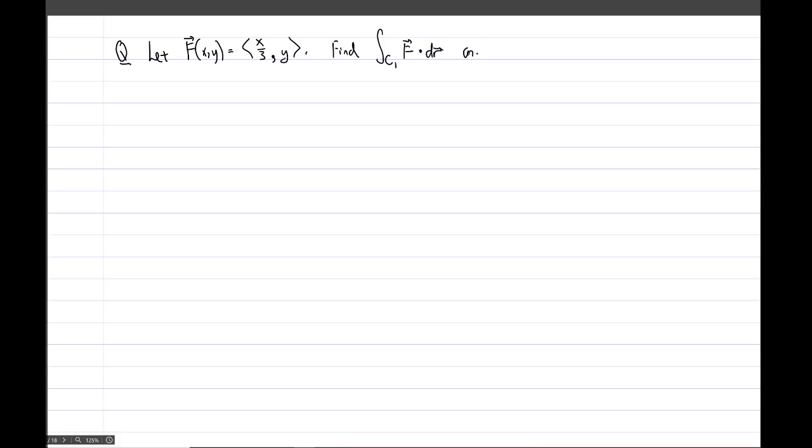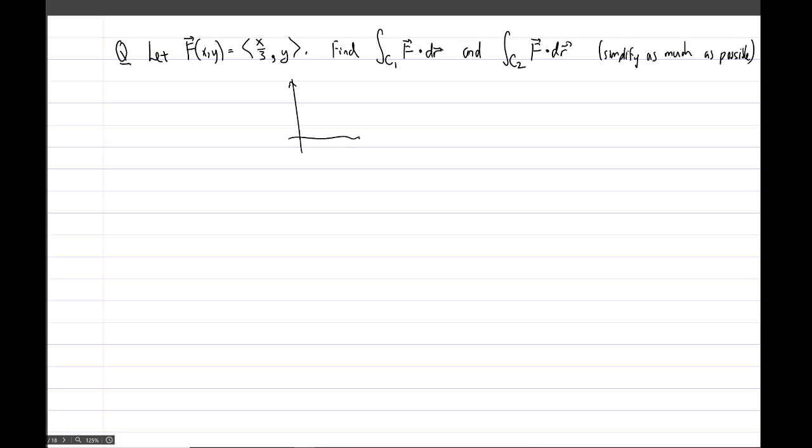And we'll also find the line integral over a second curve C2 of F dot dr, and simplify as much as possible. And to finish the question, we need to describe C1 and describe C2.